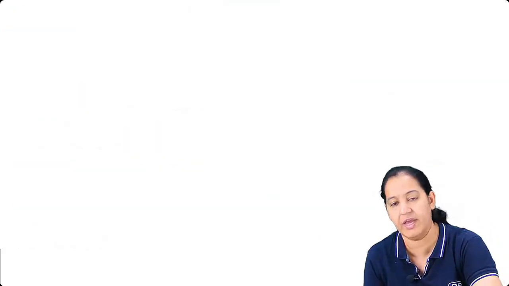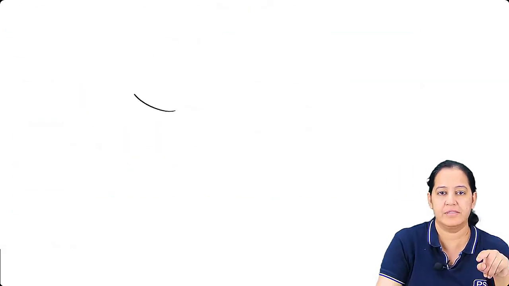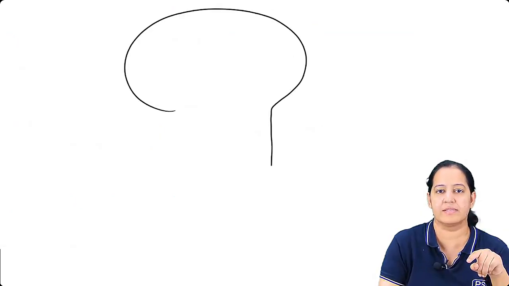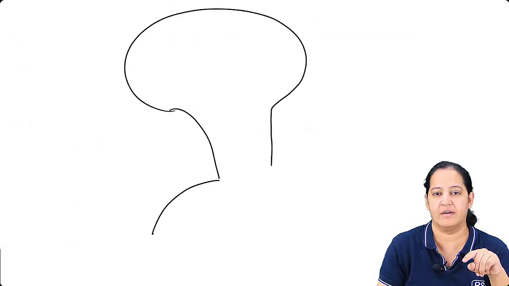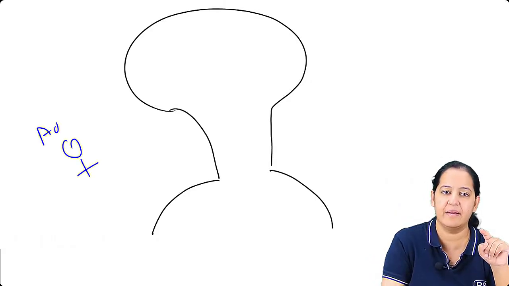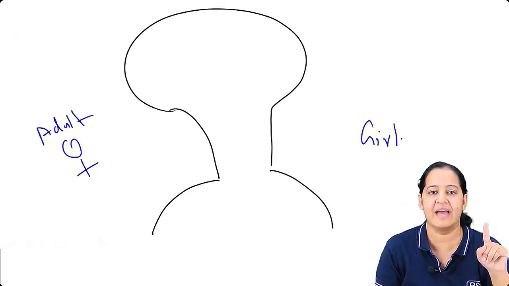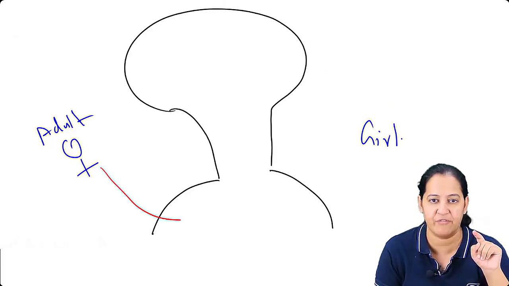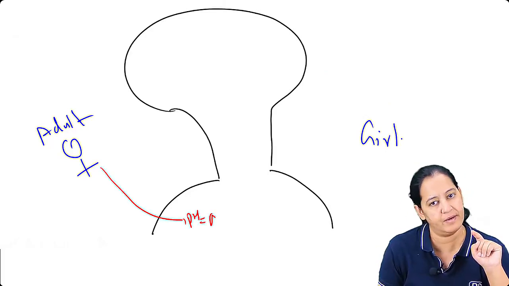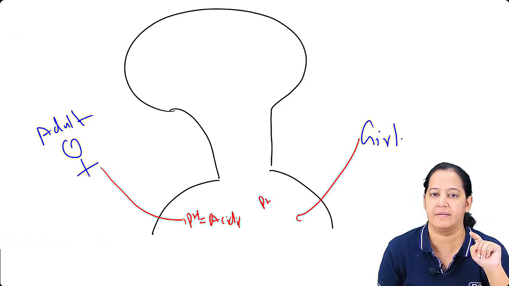Okay, so let me draw the genital tract of a female. So this is the uterus I am trying to draw. This is the cervix and this is the vagina. Let me say the adult female, I mean, and let me take a girl. So the point is that in an adult female, the pH of the vagina is acidic. And in a girl, the pH of the vagina is alkaline.